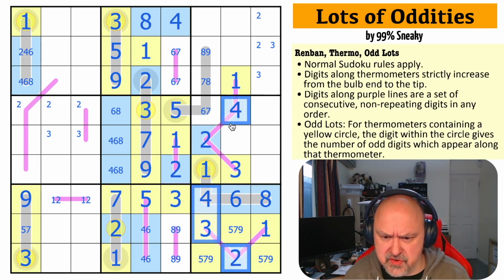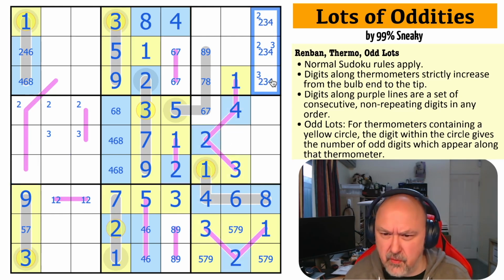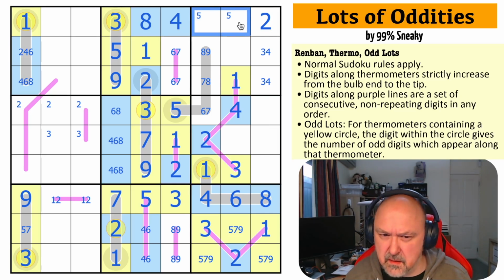Two, 3, 4, 2, 3, 4. This is 2, 3, 4. And 3 and 4 is not there. That's 2. This is a 3, 4 pair. That's a 3, 4 pair. So 5 is up here.